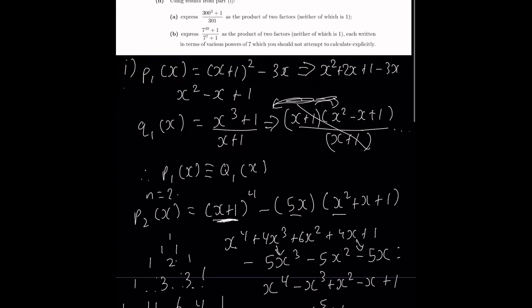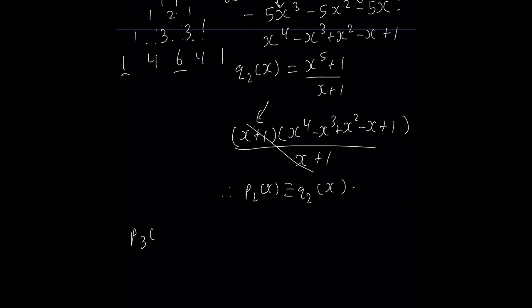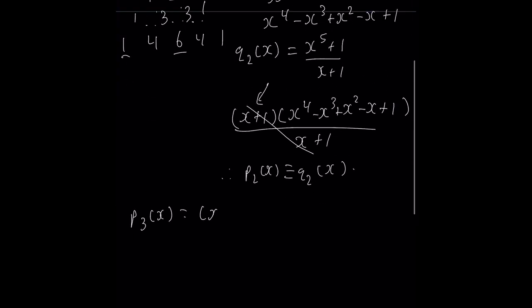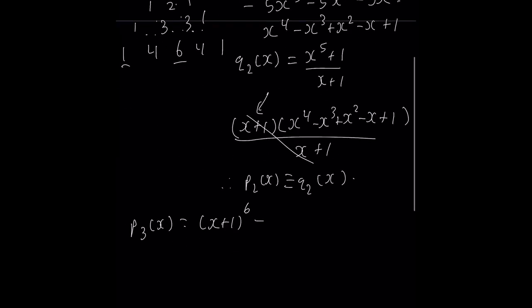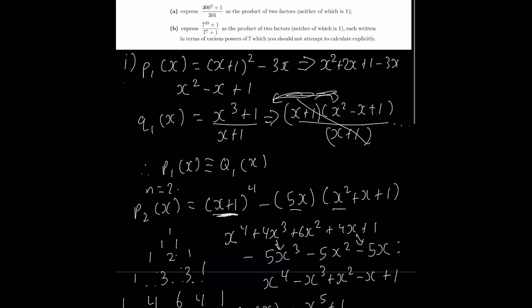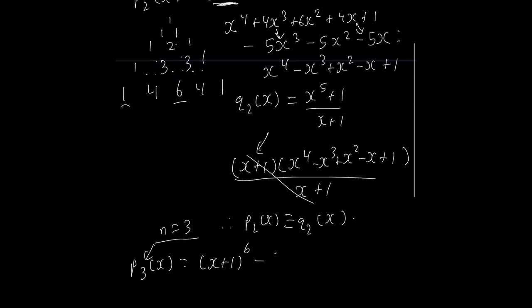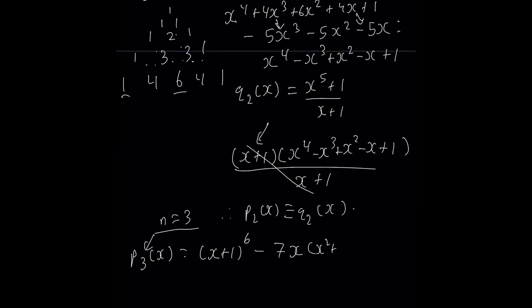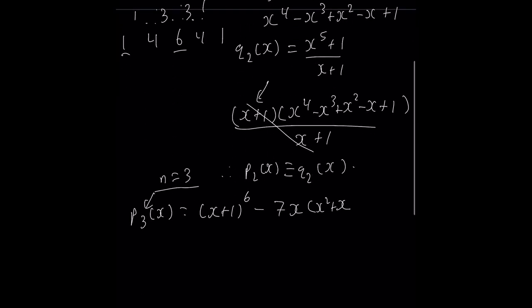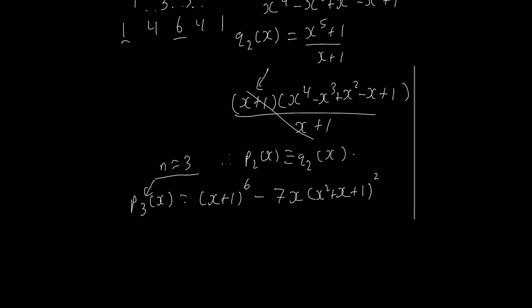So let's start off with P3 of x. Let's see what that gives us. So n equals 3. So it's x plus 1 to the 2n, so x plus 1 to the power of 3 times 2, which is 6, minus 2n plus 1. So n is 3, that's why it's that there. So 2n plus 1 would be 7, 7x. And then that whole bracket is x squared plus x plus 1 to the power of n minus 1, so 3 minus 1, which is squared. Okay, so let's focus on this bracket first.